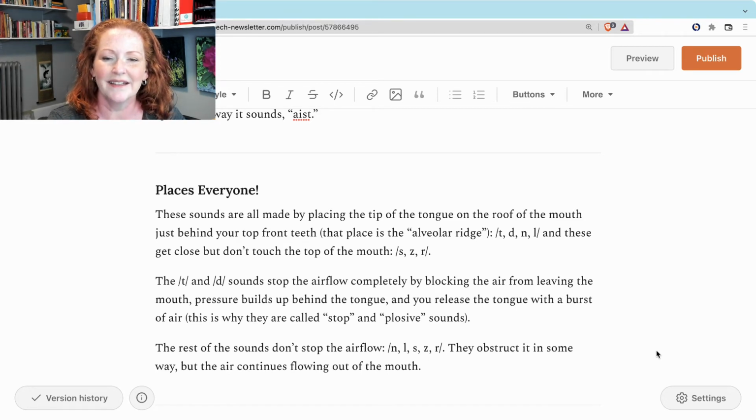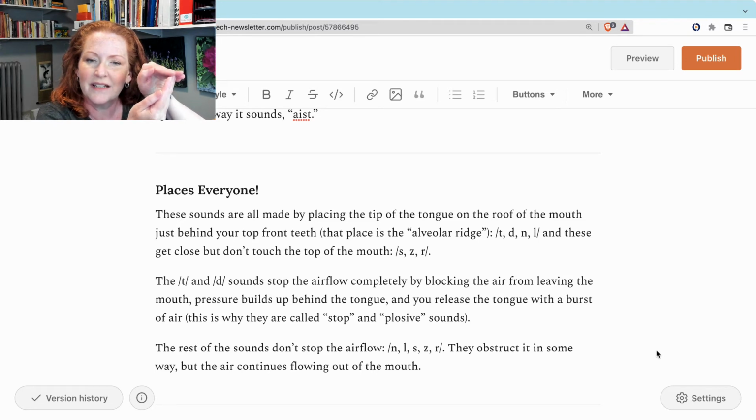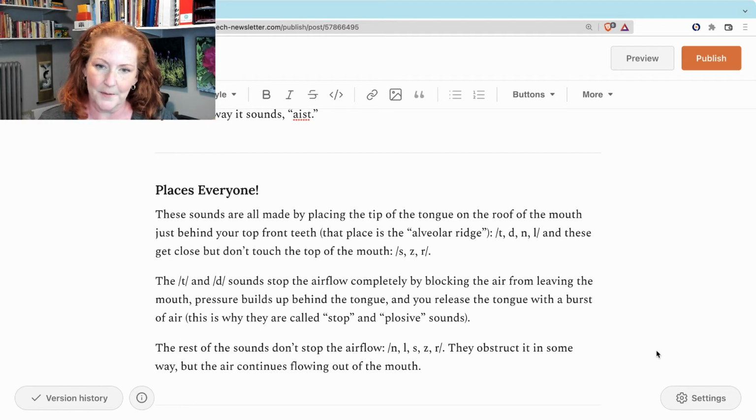So T and D stop the airflow completely. And that's how you make a T and a D. The only difference is voicing. T. The tongue touches the top, T, and releases with air. D, D. Same place, you're building up pressure behind and then release it. That's why those sounds are called stops, because you stop the airflow. They're also called plosives because it's kind of an explosion of air.